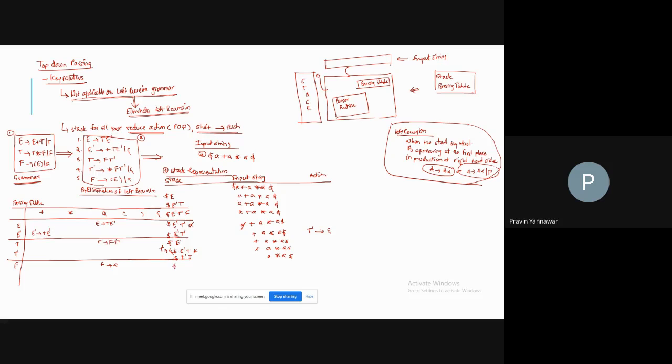Then T is what? T is FT', right? So you need to write T is FT'. So here E'T'F, with A star A and $. F is A, so you need to write F is A. So this is going to be reduced: $E'T'F, F is A, here you need to write A, so A $ star A.